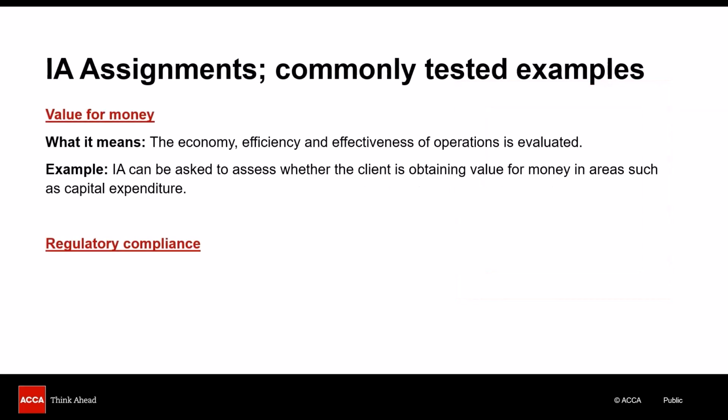Now, in a value for money review or audit, internal auditors will evaluate if the resources are being used in an optimal manner. Economy means least cost. Efficiency means the best use of resources. Effectiveness involves evaluating whether the objective of that function has been achieved. So, for example, they can be asked to assess whether, when the client purchases non-current assets, they are actually getting the best value for money.